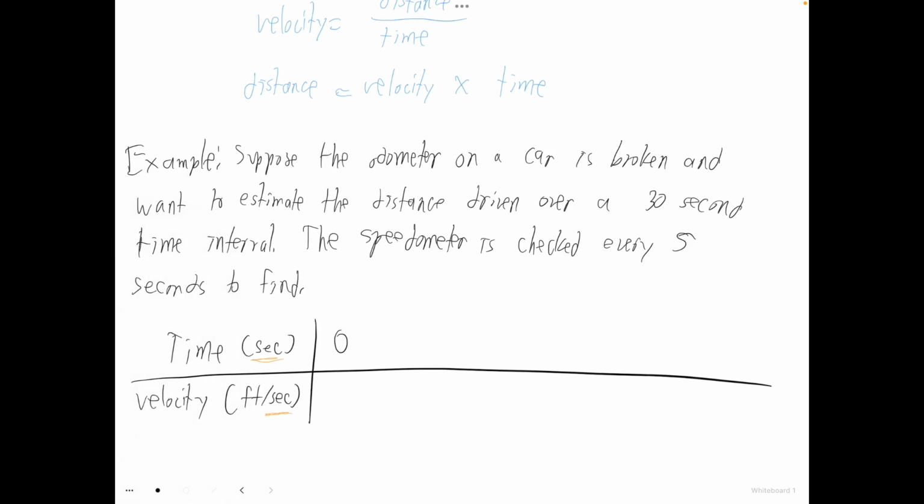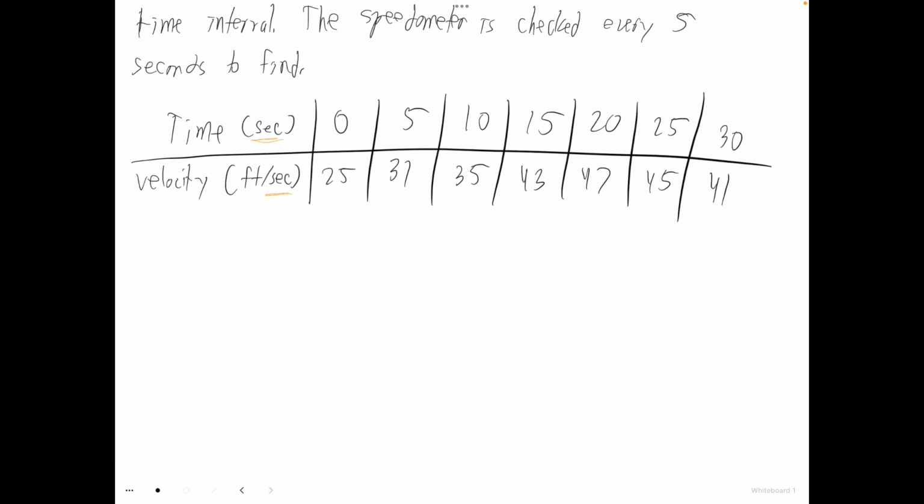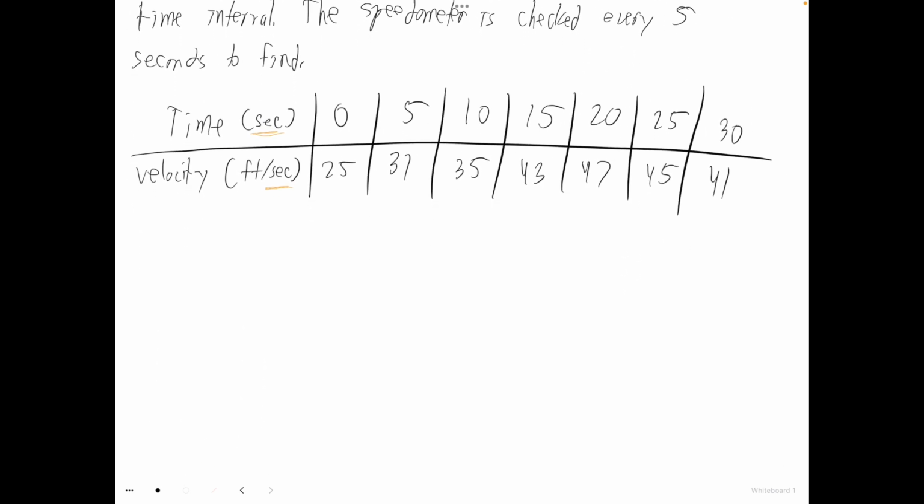And so at time 0, we're going 25 feet per second. At time 5, we're going 31. Time 10, we are going 35. Time 15 seconds, we're going 43. At 20 seconds, we're going 47. 25 seconds, we're going 45. And at 30 seconds, we're going 41. And again, we are in feet per second because I've already done the shift to make it the right units.